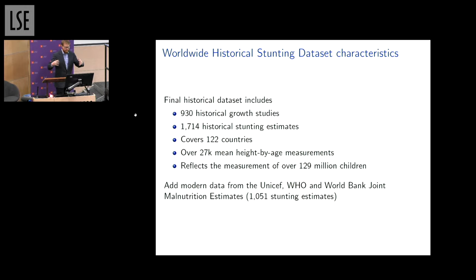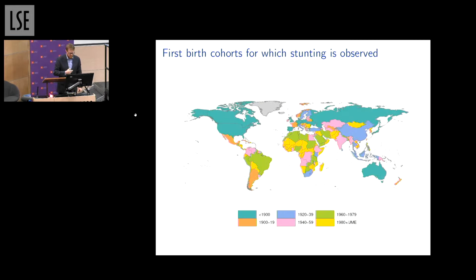And we add then the modern data into our data so we can connect the past and the present and look at what's going on. And just to give you a sense of the data, what this map is showing you is the first cohort where we observe stunting data. So this teal color here you see for Russia and Canada and the US, the big countries.